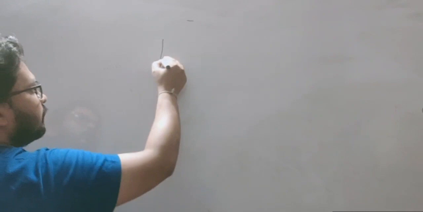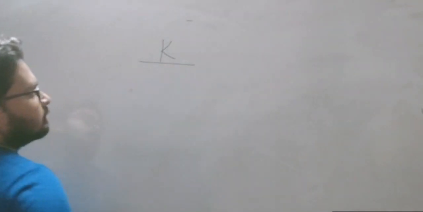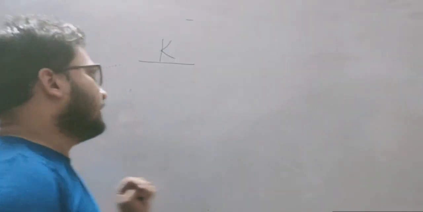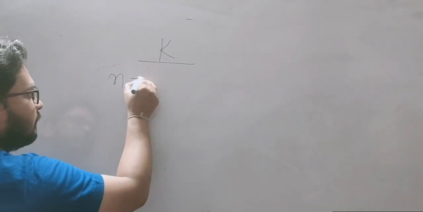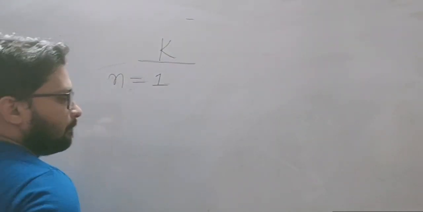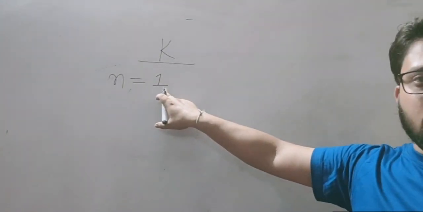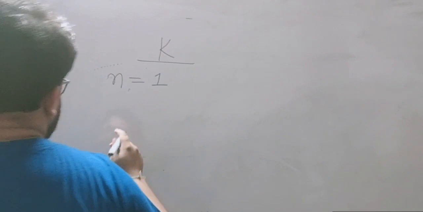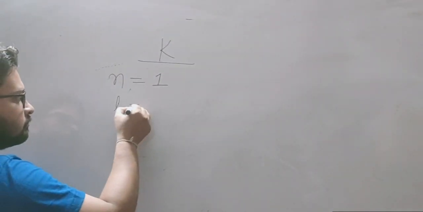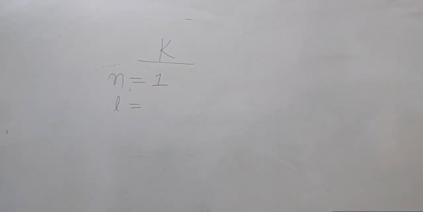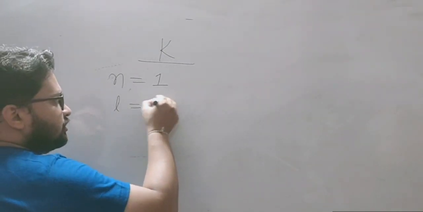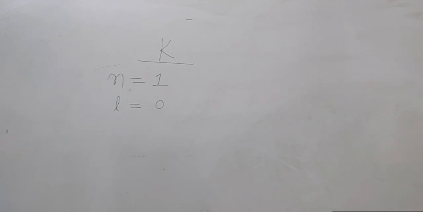For K, the value of the principal quantum number is equal to 1. Okay, for K, the value of n is equal to 1. Now, the value of l is equal to 0.